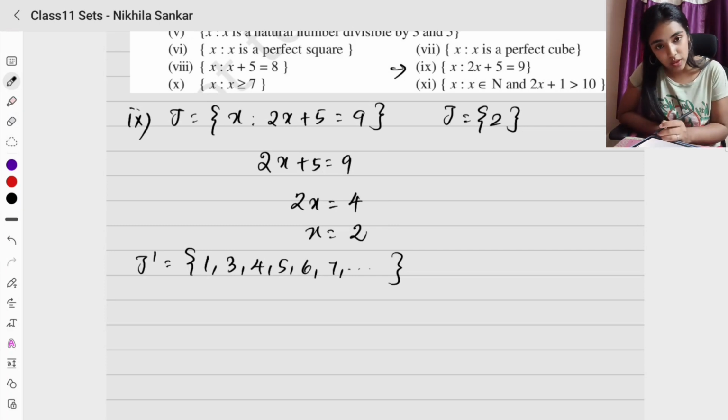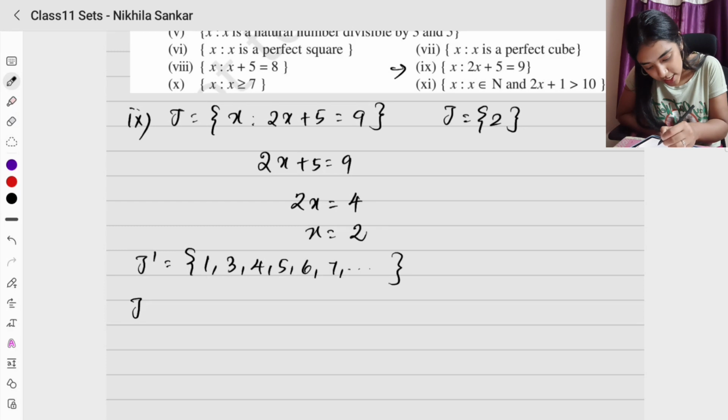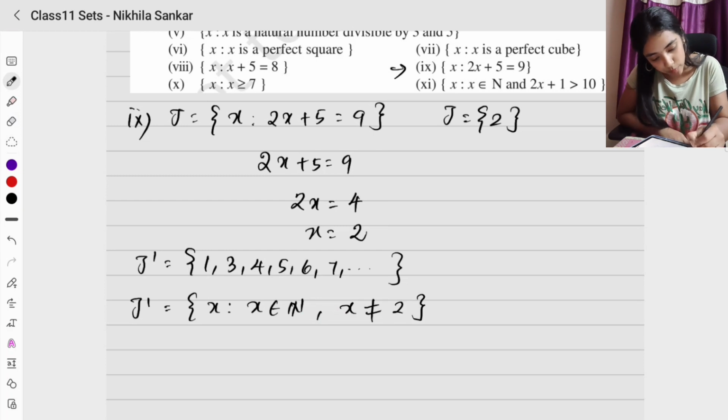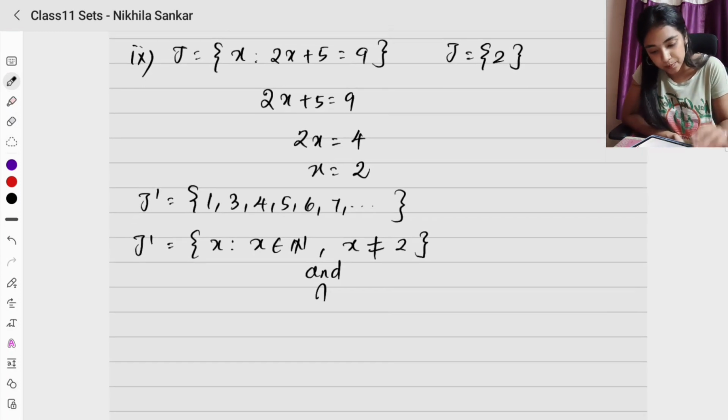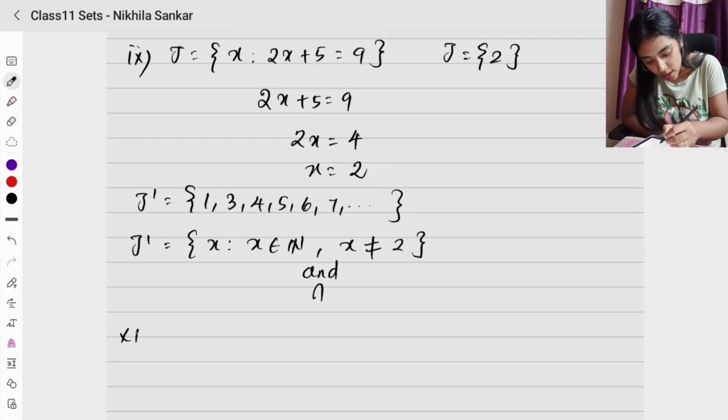We already solved the 8th subsection before. So J dash is going to be x such that x belongs to natural number, comma, x is not equal to 2. Okay, very simple. Comma is similar to "and", and it is also similar to intersection. But when you are writing "or", you have to write "or", and there you should not put a comma. Now the 10th subsection is over.